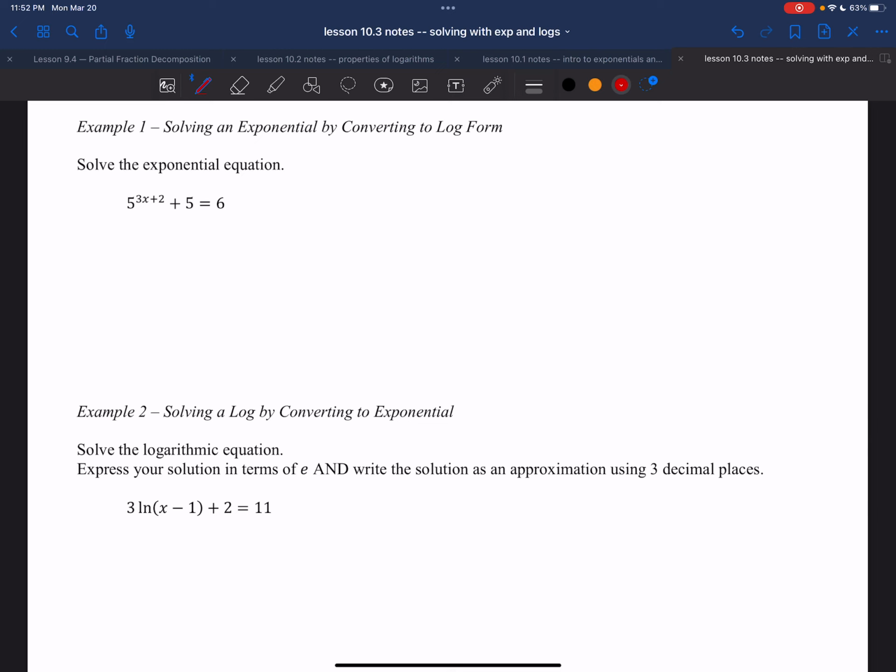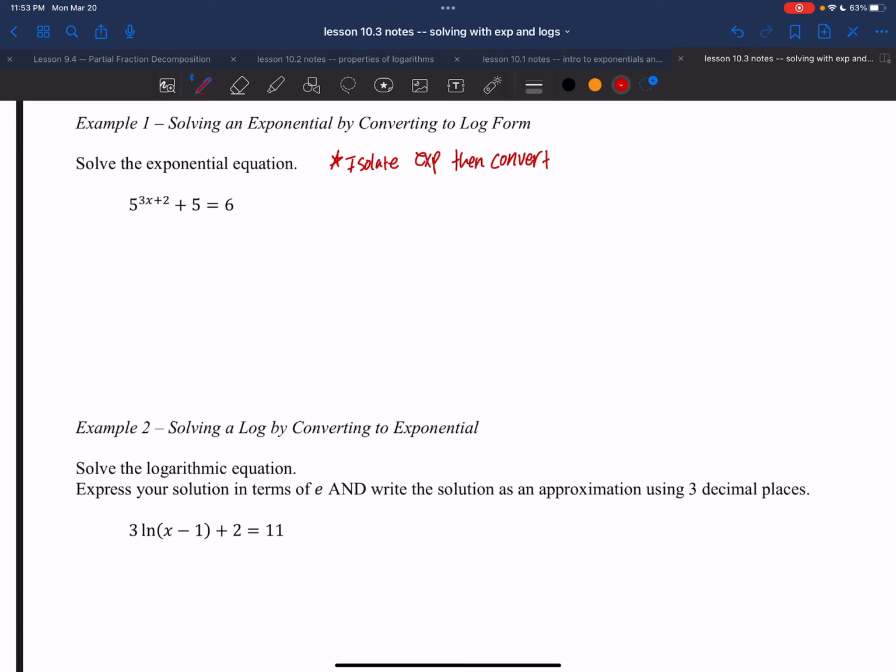Okay, example 1. And I put the technique as the subtitle for every example. We're going to solve this exponential by just typical conversion to log form. Now to do this, all you need to do is isolate your exponential. So I'm going to say isolate exponential, okay? And then you can convert.